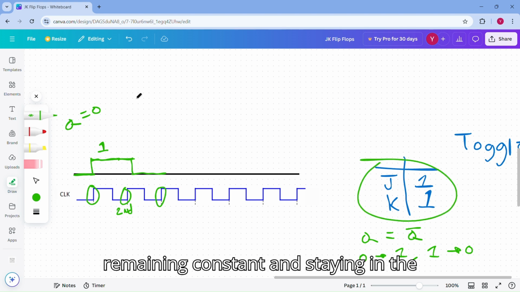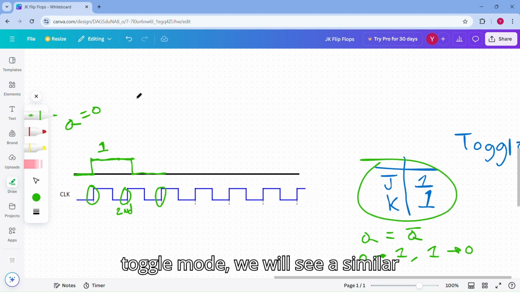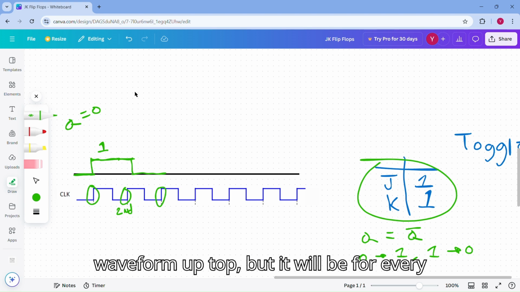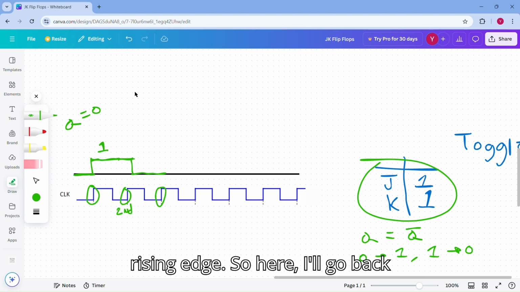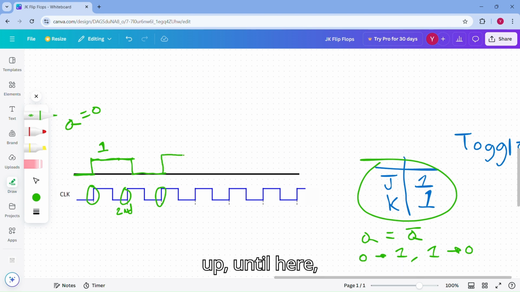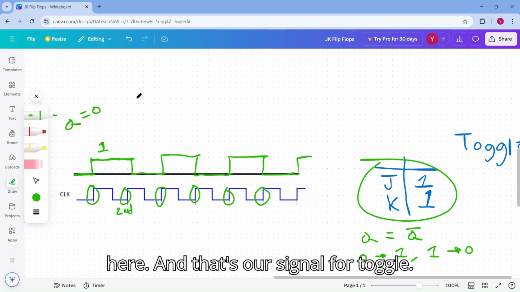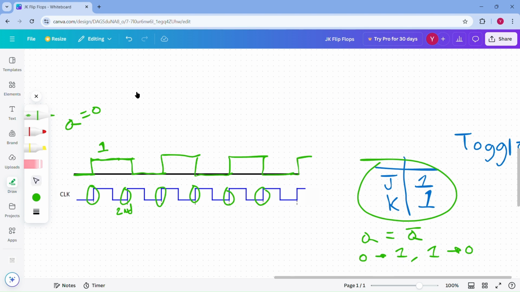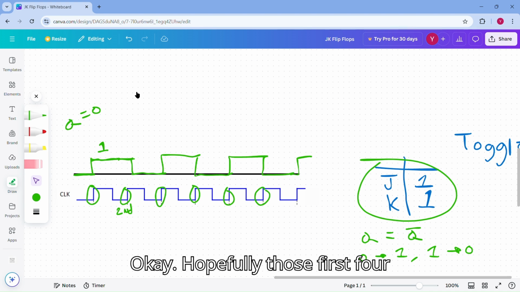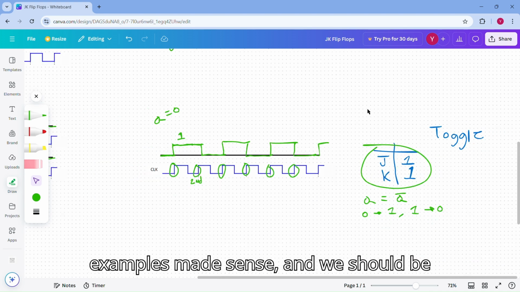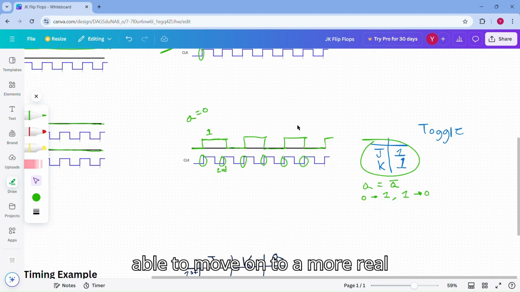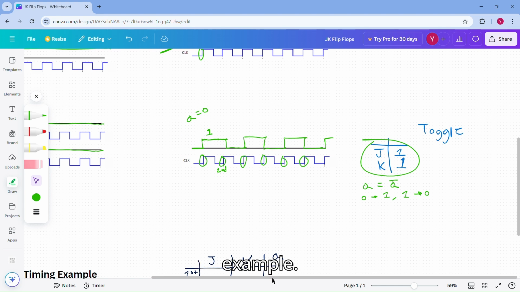If these inputs are remaining constant and staying in the toggle mode, we will see a similar waveform up top, but it'll be for every rising edge. So here, I'll go back up until here, go back down, here, go back up, here, go back down, and lastly here. And that's our signal for toggle. Okay, hopefully those first four examples made sense, and we should be able to move on to a more real example.